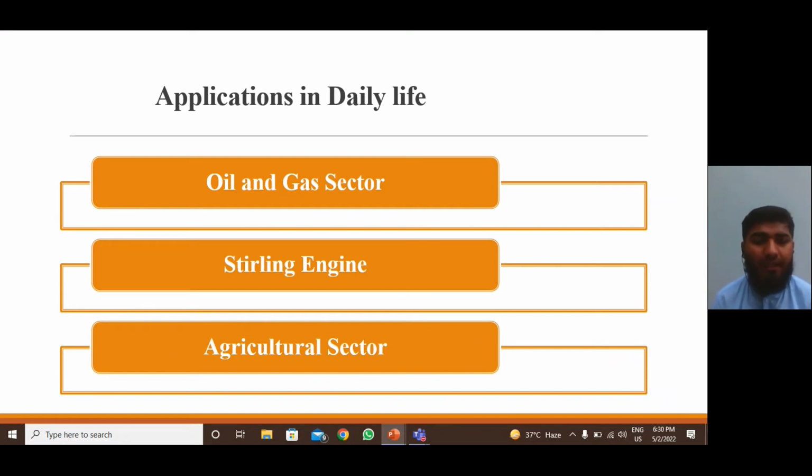In the Stirling engine, these systems are used to run the pump mechanically. The energy from the plate is used to run the pump mechanically. Last one, agriculture sector.